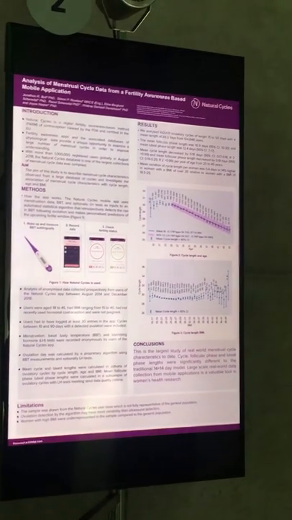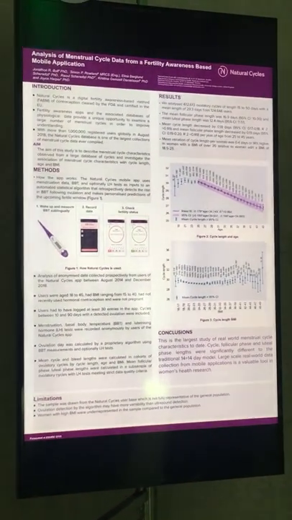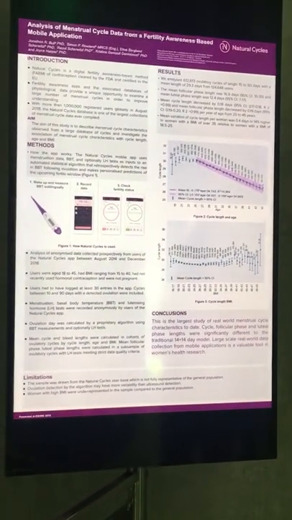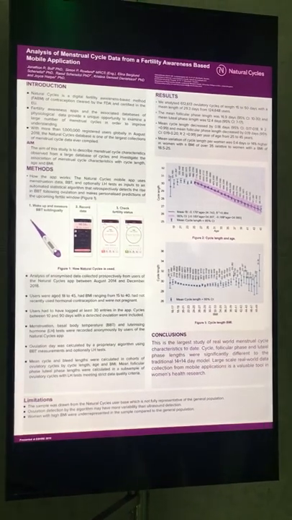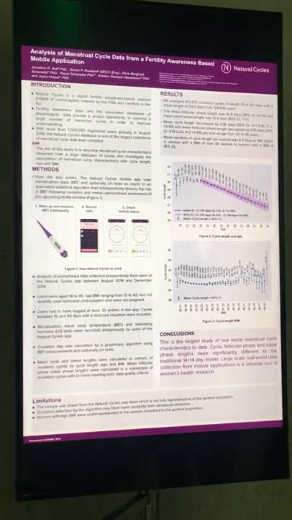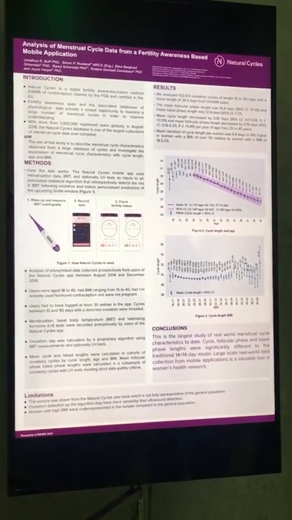The mean cycle length decreased by 0.18 days, and the mean follicular phase length decreased by 0.19 days for each year of age from 25 to 45. So this is being shown in this graph here.